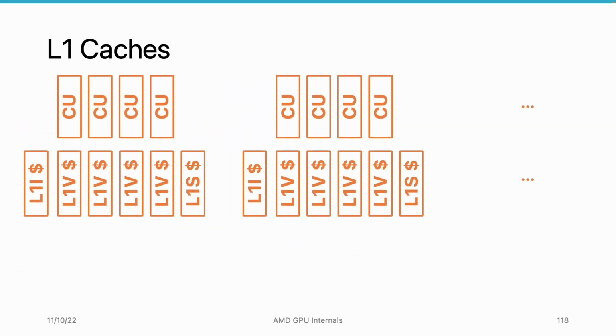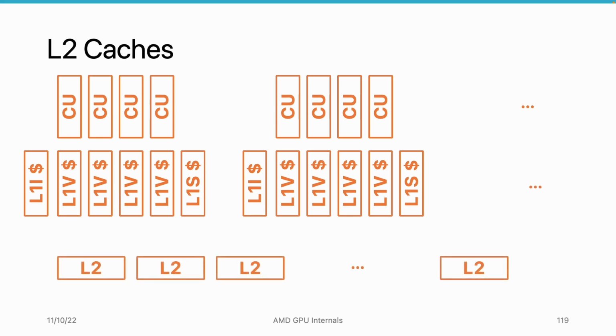We said for 4 compute units, there should be 4 L1V caches, 1 L1I cache, and 1 L1S cache. And in total, for the R9 Nano GPU, there are 64 compute units. So there are 16 groups of this compute unit and L1 cache combination. The L1 caches are connected with L2 caches.